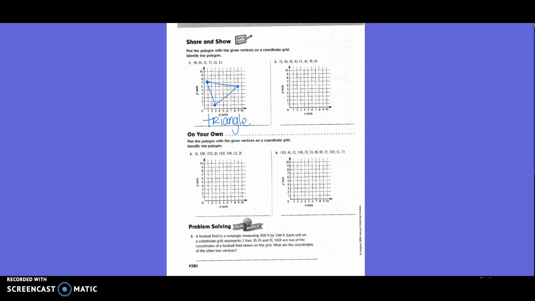Okay. Number 2. You tell me what to do. Go over 1, up 6. Okay, next. Go over 8, up 4. Next. Go over 1 and up 4. Next. Go over 8 and up 6. Okay, then connect them. And what is my polygon? A rectangle.